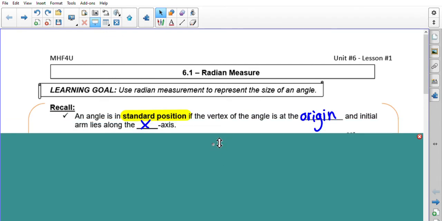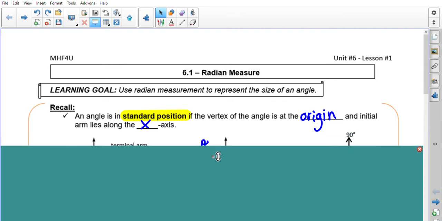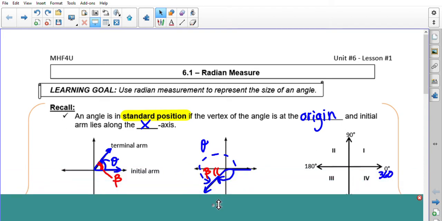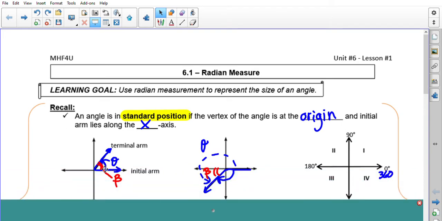Okay, so we remember that an angle in standard position is one where the vertex of the angle is at the origin. Okay, and the initial arm lies on the x-axis. So for example, this angle here in blue is in standard position, because its initial arm here lies on the positive x-axis. So always coming out here. And in blue, we would call that theta. And in red here, we call that beta. Theta and beta are just what we use to represent unknown angles.